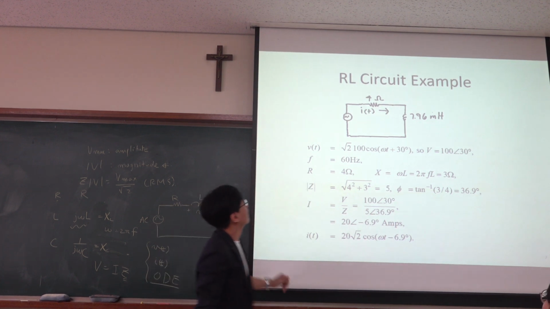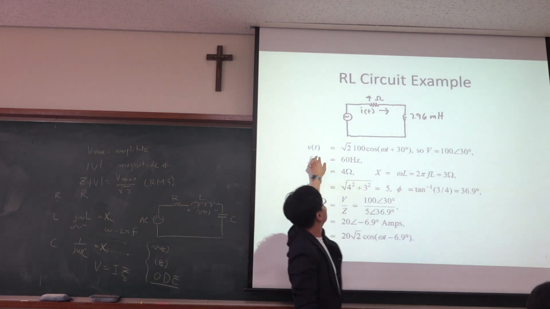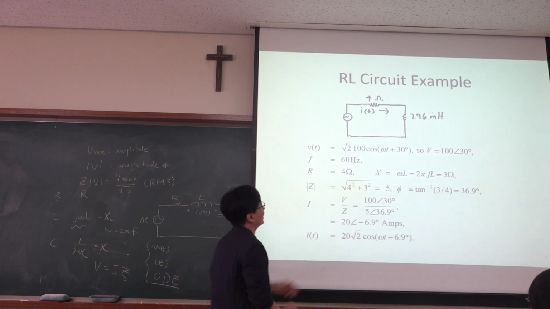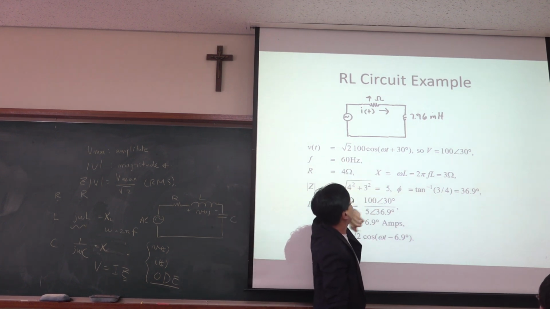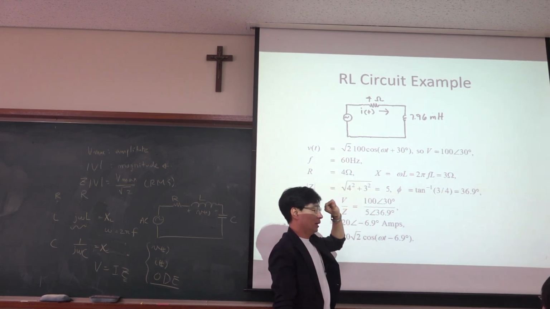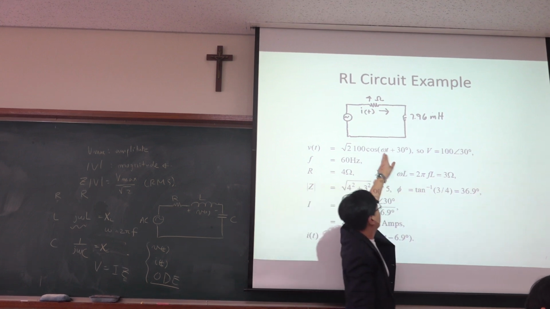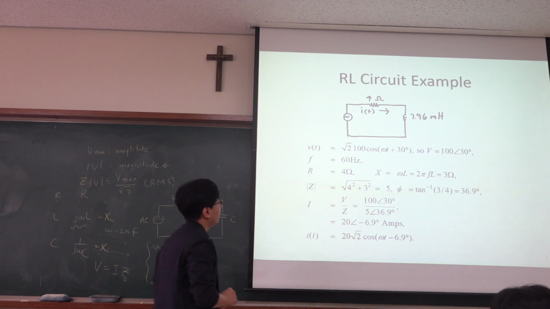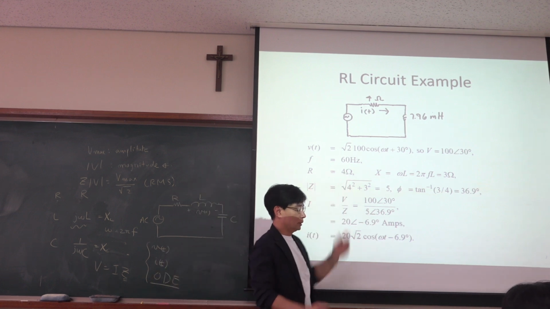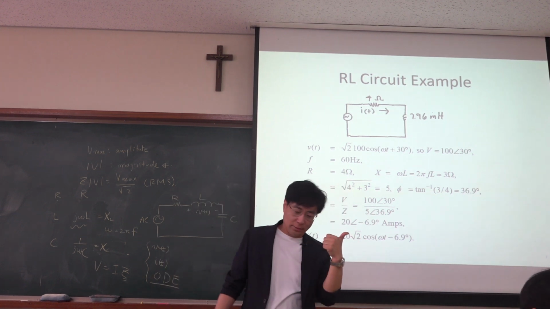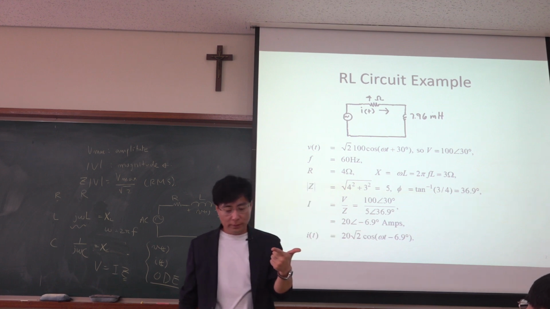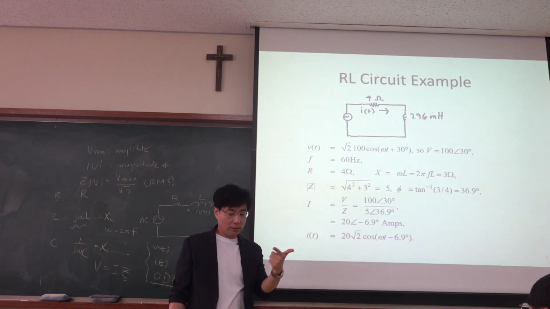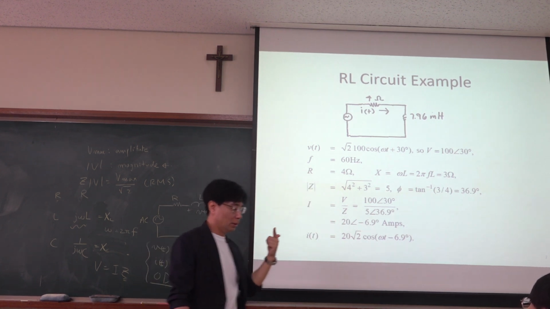Anyway, this instantaneous voltage is like that. This is the amplitude and omega, and the voltage angle is 30 degrees. The frequency is 60 hertz in Japan, and in Europe 50 hertz. So it depends on the continents.